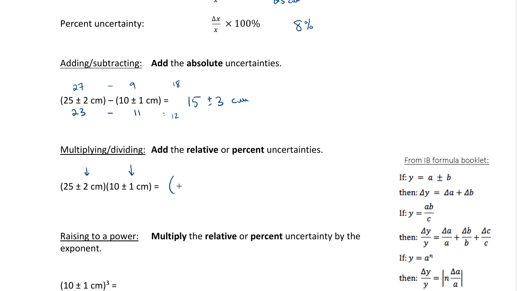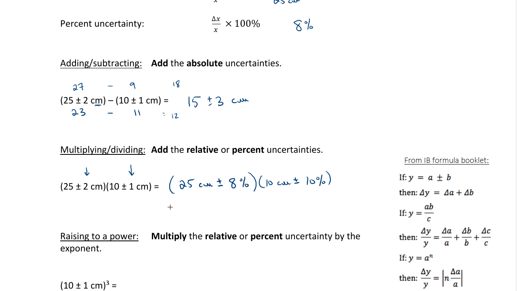So that 25 would become 25 centimeters plus or minus 2 over 25, that's 8%. So I'm going to write this as 8% like this. Now I've moved the centimeters, as opposed to here where centimeters was after the uncertainty, I've moved it here so that I have 25 centimeters plus or minus 8% multiplied by 10 centimeters plus or minus 10%.